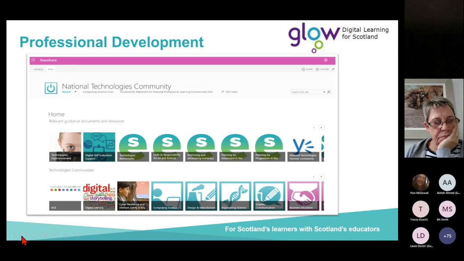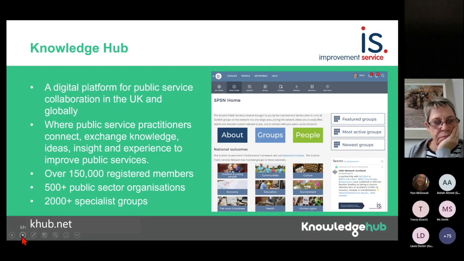We've also got the National Technologies Community, which is on Glow. And you also have the Knowledge Hub, which I'm sure most of you know and access. This sits outwith the Glow environment. There are a number of ELC groups on the Knowledge Hub that you can access that link to Scotland. And again, a really wonderful community of practice there for you.